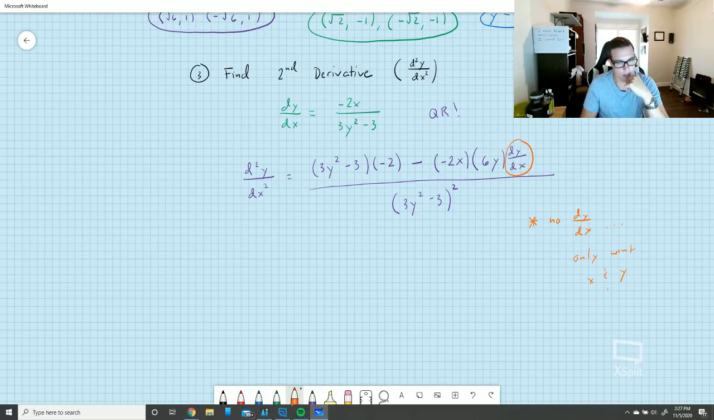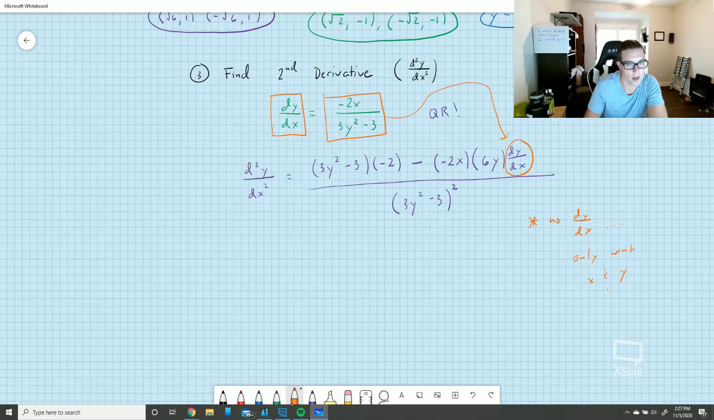So I asked you about this in the discussion. How do I get dy dx out of here? Well, look, you know what dy dx equals. It equals this. So yes, you can literally plug this guy right in here. And you now have your incredibly ugly convoluted second derivative, which looks to be 3y squared minus 3 times negative 2. We can do a plus here, plus 12xy times the derivative, all over the bottom squared.